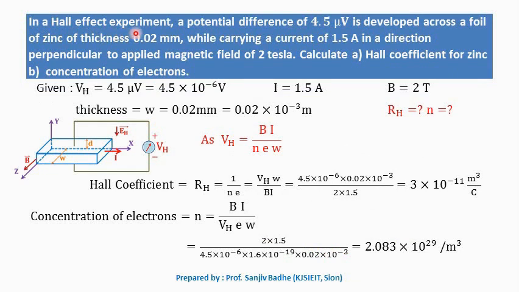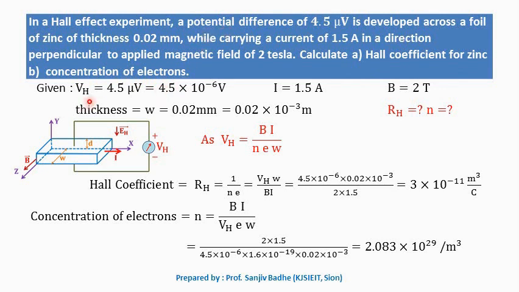In a Hall effect experiment, a potential difference of 4.5 microvolts is developed across a foil of zinc of thickness 0.02 millimeter while carrying a current of 1.5 ampere in a direction perpendicular to an applied magnetic field of 2 Tesla. Calculate the Hall coefficient for zinc and the concentration of electrons.